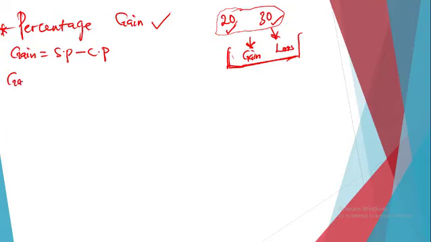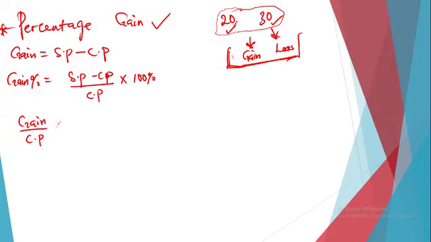Then the percentage gain, or gain percentage, would be equal to selling price minus cost price, all over cost price, times 100%. So that will give us gain all over cost price times 100%, since selling price minus cost price is equal to gain. So we have our gain percentage equal to gain all over cost price times 100 over 1.